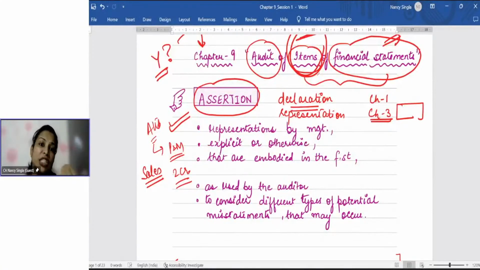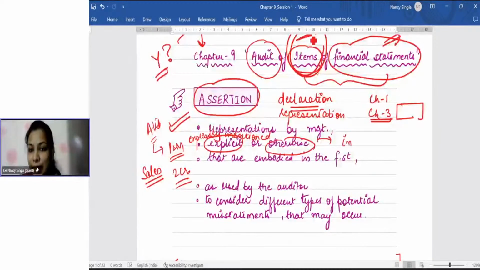है ना? तो assertion कौन देता है? Management. That is those who are responsible for preparation of financial statement, because they are aware about the business activities or the financials of the organization, right? So representations by management. Explicit is what? Expressly mentioned. Or otherwise is what? Implicit, that is implied. That are embodied, included in the financial statement.